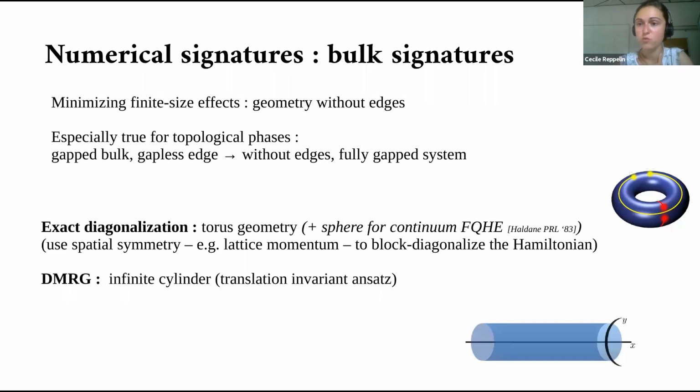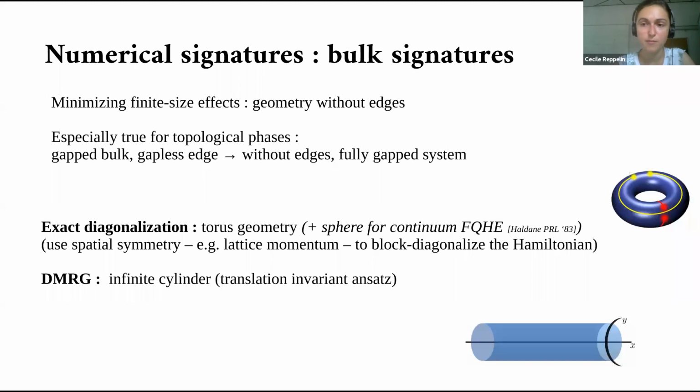The other possibility is to work with the cylinder geometry. In some cases, you can work with an infinite cylinder, which means just that you're using a translationally invariant ansatz. That's going to be the case if you're using the density matrix renormalization group, DMRG. And in fact, an infinite cylinder has the same topology as a torus, so it's also a system that doesn't have any edge.